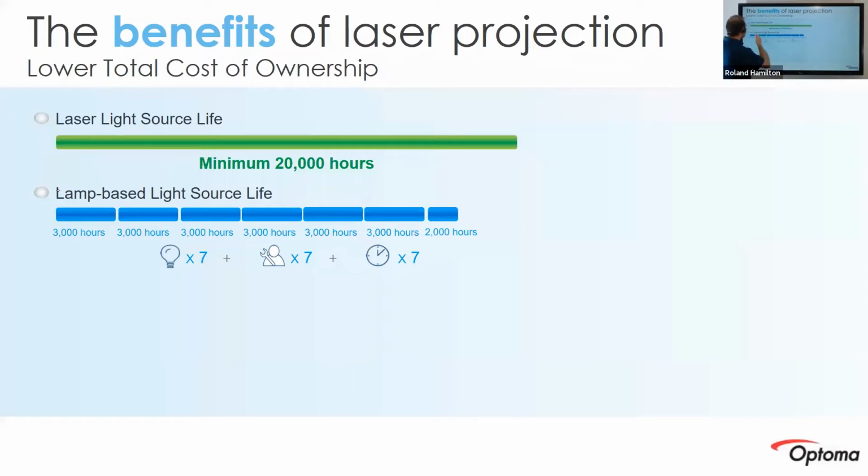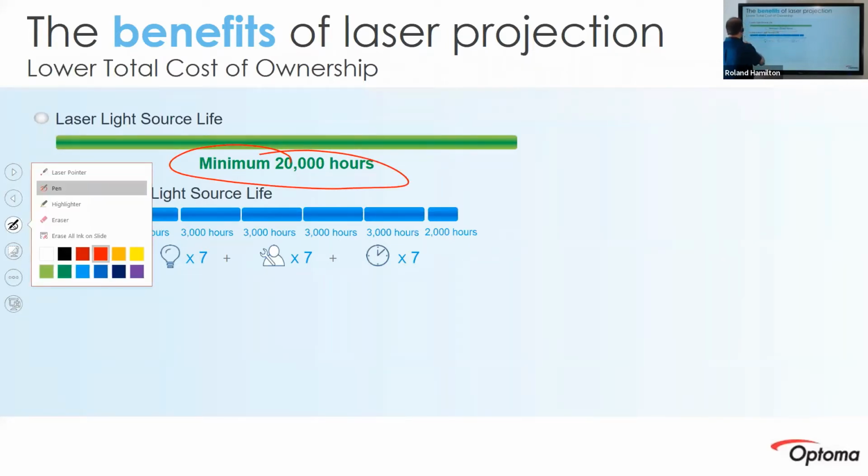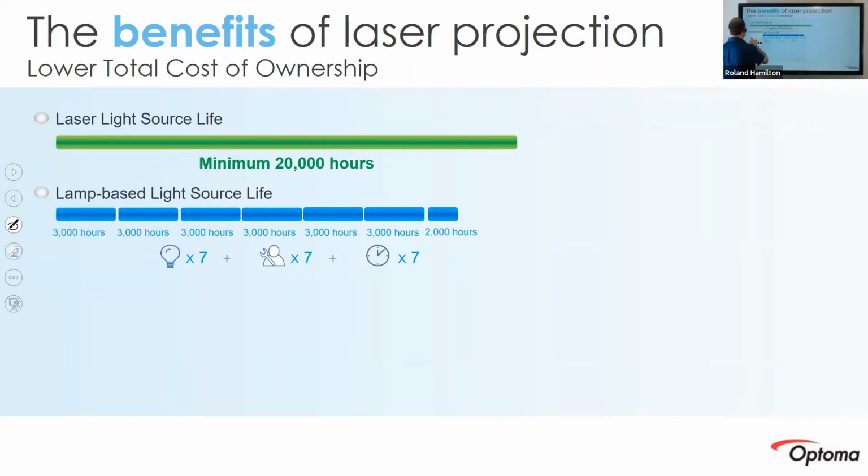So this translates into one of the biggest benefits of laser projection. The light source lasts for a minimum of 20,000 hours. Minimum 20,000 hours on the light source. Let me clear this because I don't want to block the text there. So 20,000 hours is quite a bit of time.